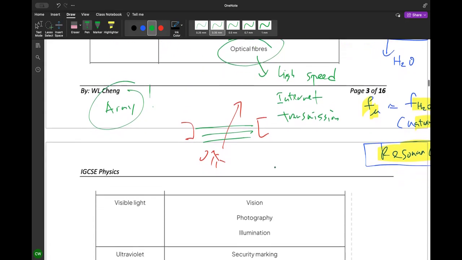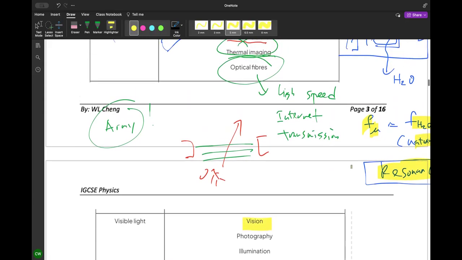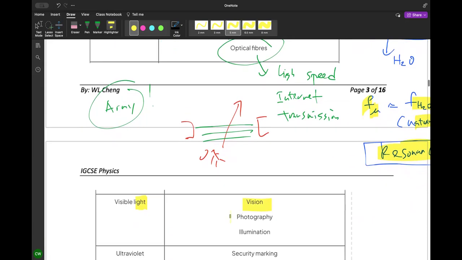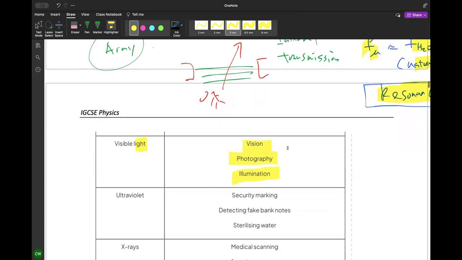Okay, visible light. Vision. What does it mean? Vision means help you to see things. How do we see things? Because there's a light. In the dark, cannot see. In the light, we can see. Vision. Photograph, taking picture. No light can take picture or not? Very difficult. 没有光拍不到照。So, illumination means produces light, 照明。Produce light.